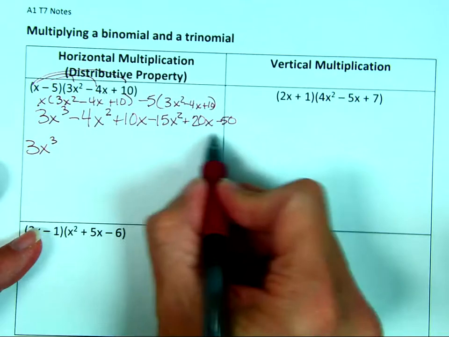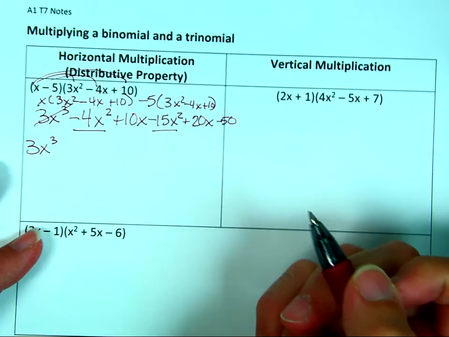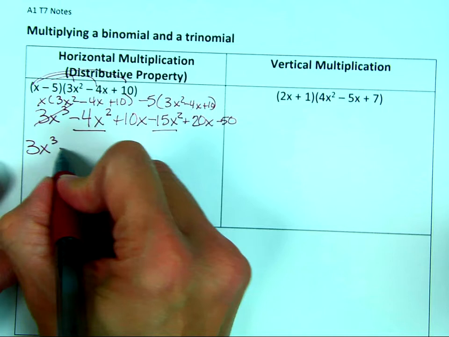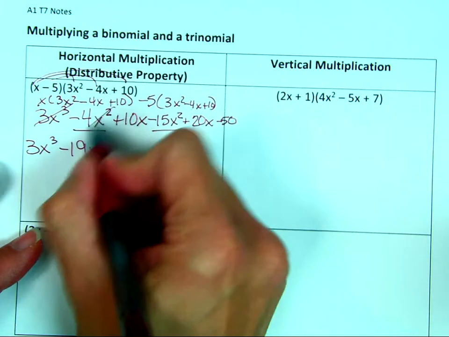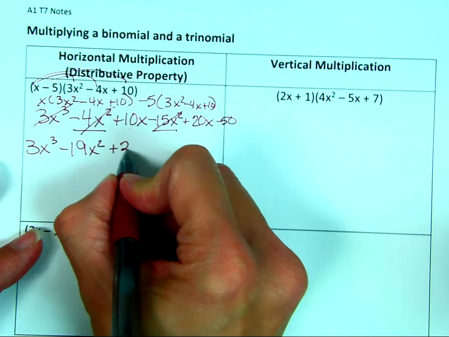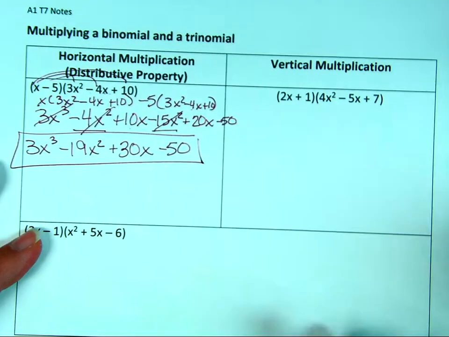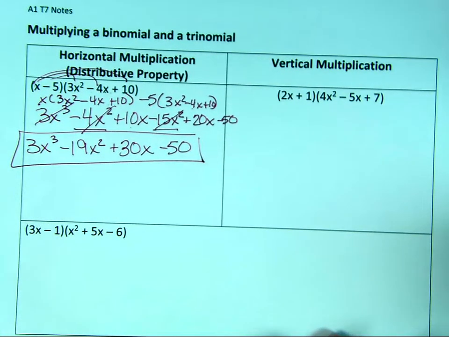There's no other x cubes. I kind of like to cross them out as I go. We have a 4x squared and a negative 15x squared, which gets me a negative 19x squared. I'm going to cross those out. 10x plus 20x is 30x, and then I have a minus 50. And that's my answer. And now I'll show you the vertical method.